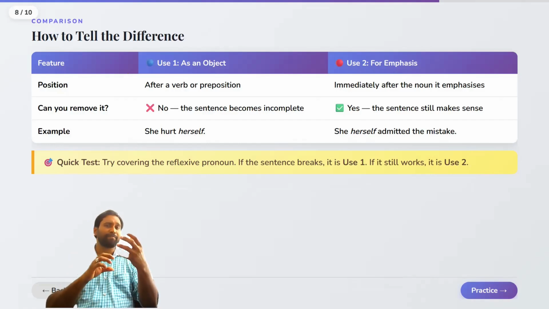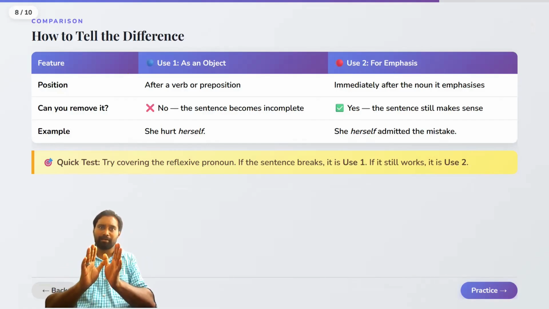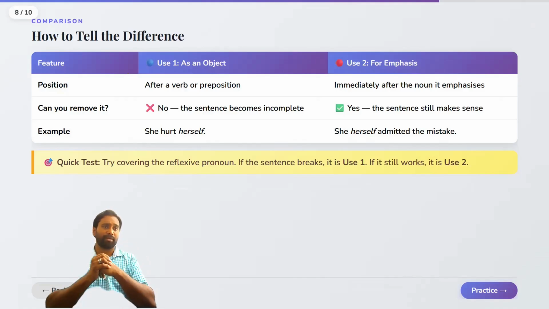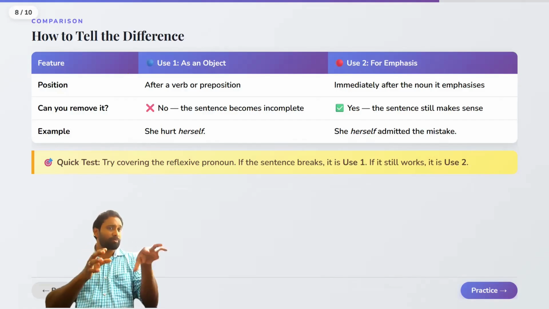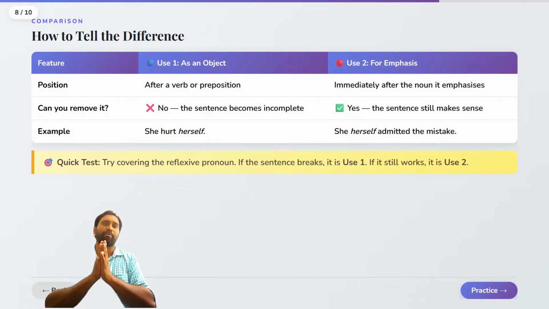And children, if the reflexive pronoun is there in the sentence for emphasis, you would see the reflexive pronoun immediately after the noun that emphasizes. Clear? And in terms of removal, if it is an object, you cannot remove it. If it is there for emphasis, of course you can remove it.